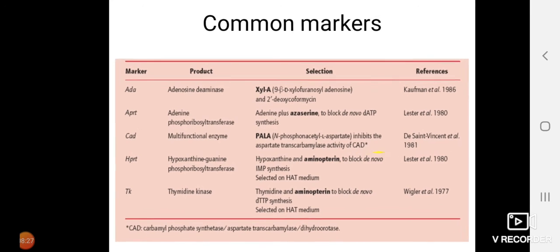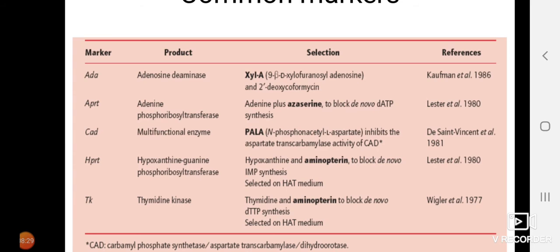There are many other common markers like ADA, the adenosine deaminase marker, which is used mainly. These are animal markers, meaning the markers used in animal cell lines. There is APRT, adenosine phosphoribosyl transferase gene. There is CAD, there is HPRT, hypoxanthine guanine phosphoribosyl transferase gene, which people also call HGPRT. There is TK, the thymidine kinase gene, a very important one.